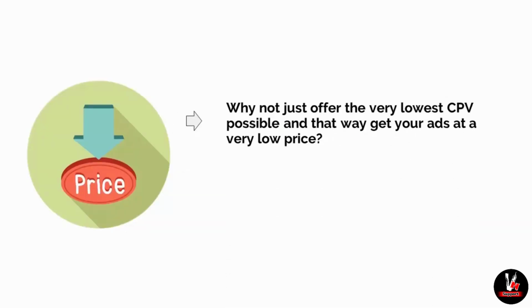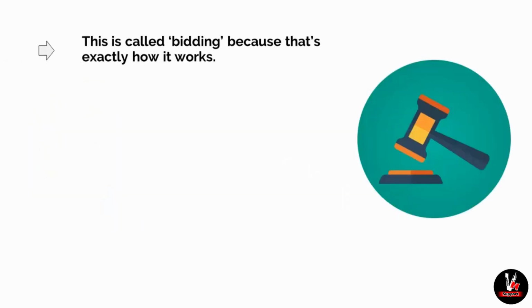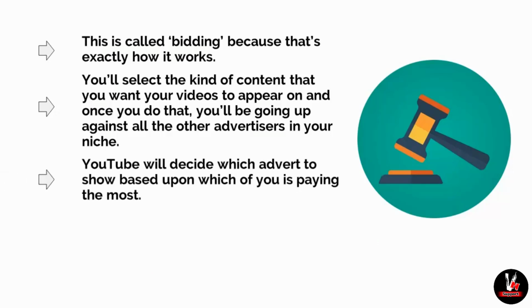So why not just offer the very lowest CPV possible and that way get your ads at the very low price? Well, simple, because there are too many people trying to do the exact same thing, and the amount you pay will directly impact how visible your ad is. This is called bidding because that's exactly how it works. You'll select the kind of content that you want your videos to appear on, and once you do that, you'll be going up against all the other advertisers in your niche. YouTube will decide which advert to show based upon which of you is paying the most.